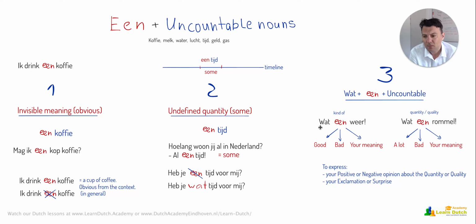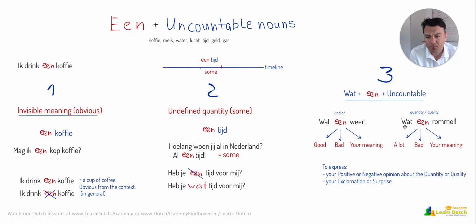So what does it mean? Wat een weer. Now, in this case, een is a kind of weather, and it's very specific what you mean, specific for you, right? It's your opinion depending on context. Maybe it's a good weather, maybe it's a bad weather, maybe it's a dangerous weather, maybe it's lovely weather. You see, een is something that defines a kind of weather, but only for you. But it will be quite obvious from the situation.